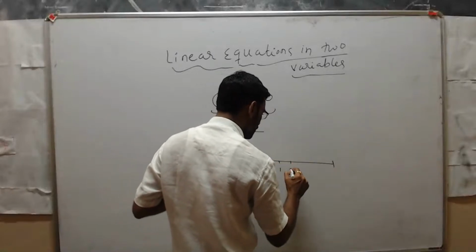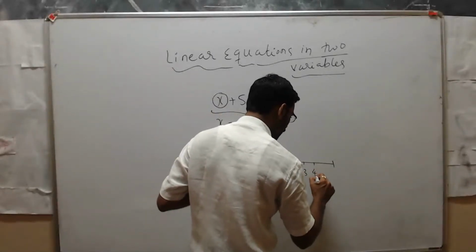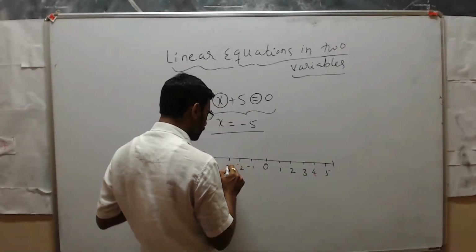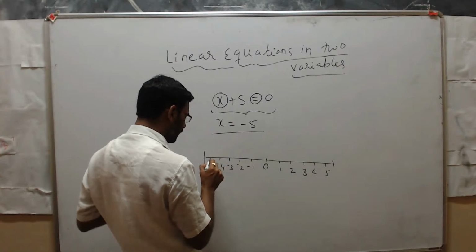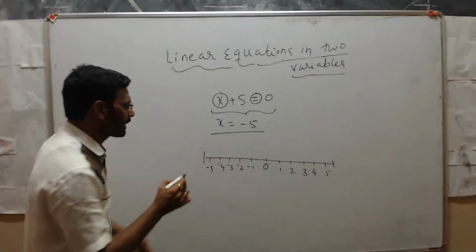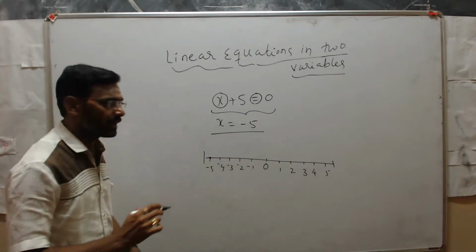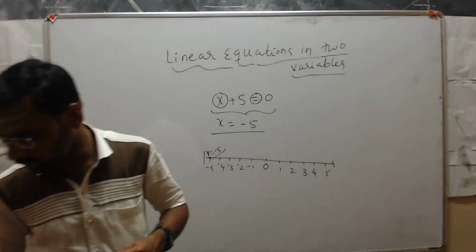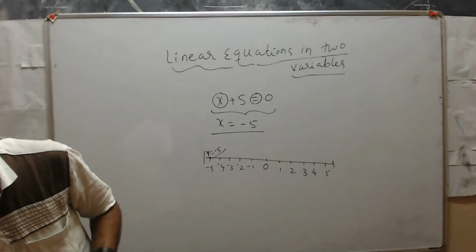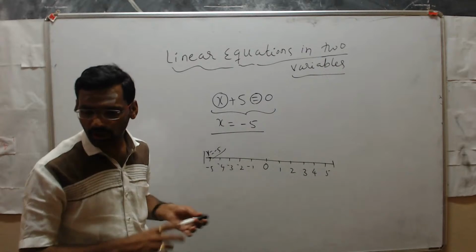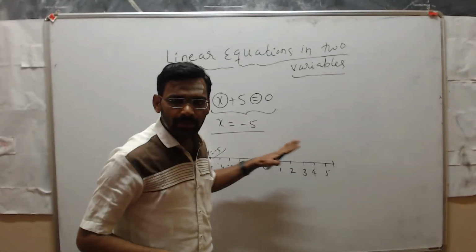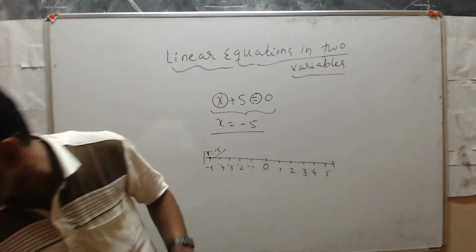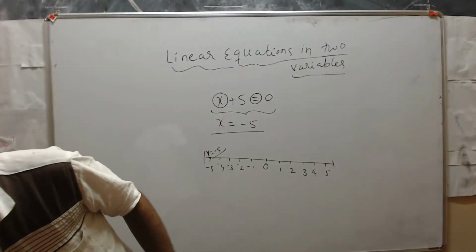How can we represent it on a number line? 0, 1, 2, 3, 4, 5. Next, minus 1, minus 2, minus 3, minus 4, minus 5. Then what is the value of x here? The x value is minus 5. Therefore, x is equal to minus 5. Now we can represent the value of our variable in one variable like this on the number line.